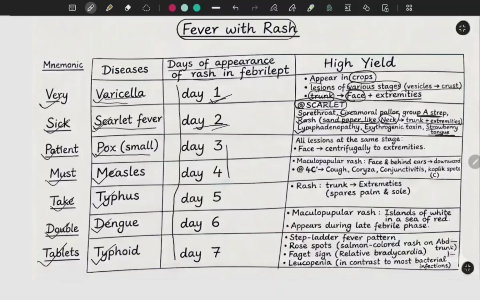Pox. In pox, the rash appears on day 3 of the fever, and all the lesions are at the same stage. And the rash first appears on the face and then spreads centrifugally to the extremities.